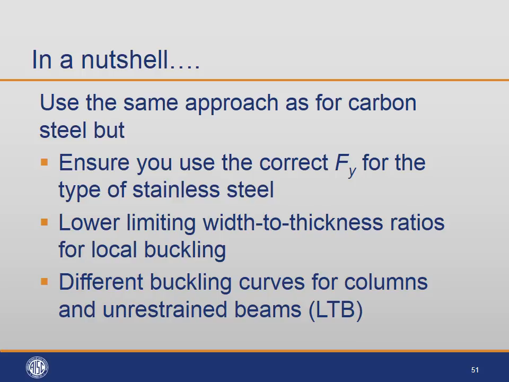In a nutshell, designing structural stainless steel, you use the same approach as for carbon steel, but you make sure that you're using the correct 0.2% offset yield strength for the type of stainless steel you're designing, and you would need to use lower limiting width to thickness ratios for local buckling and different buckling curves for your columns and unrestrained beams.